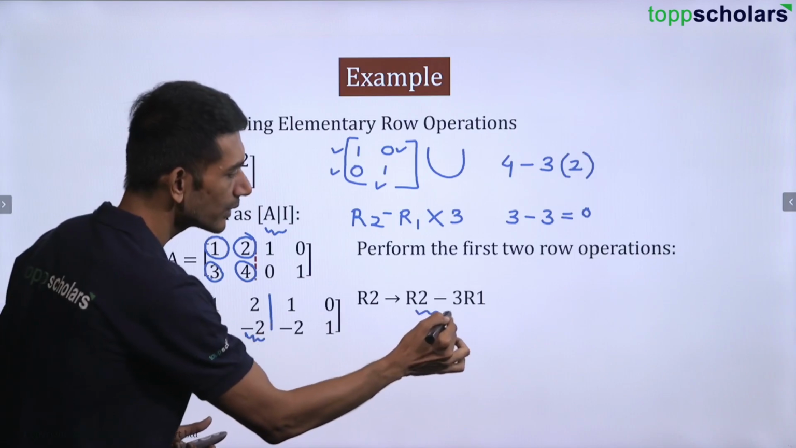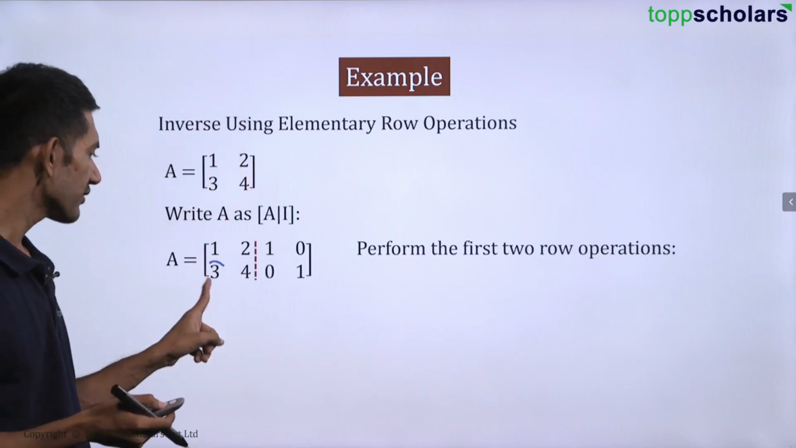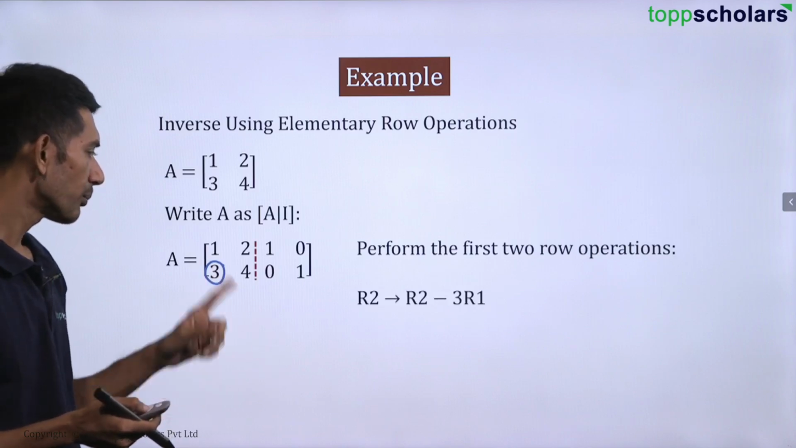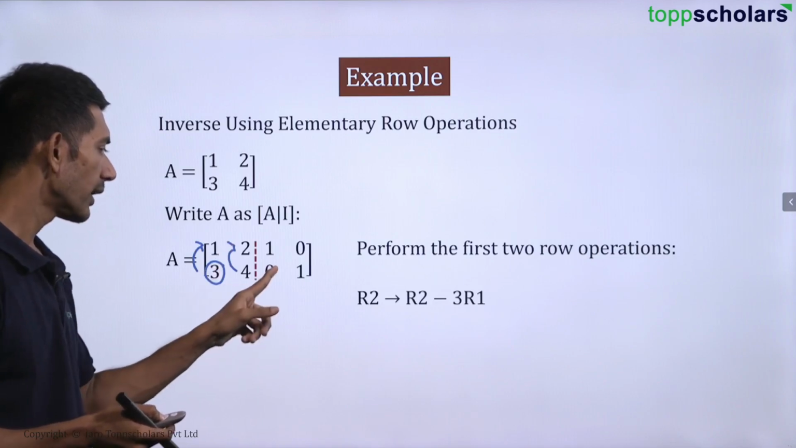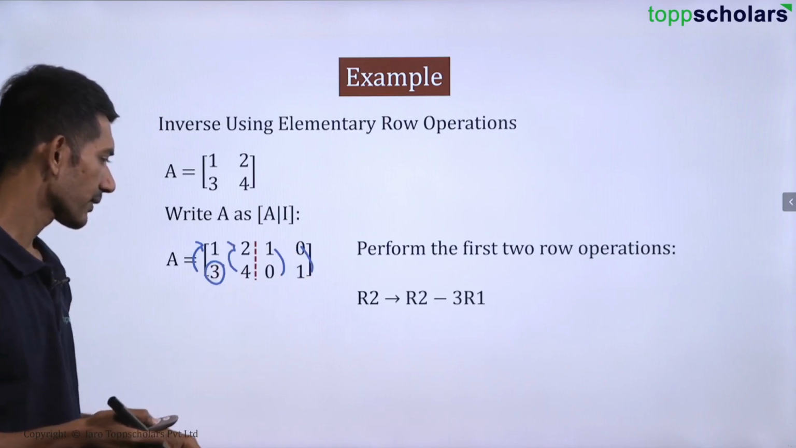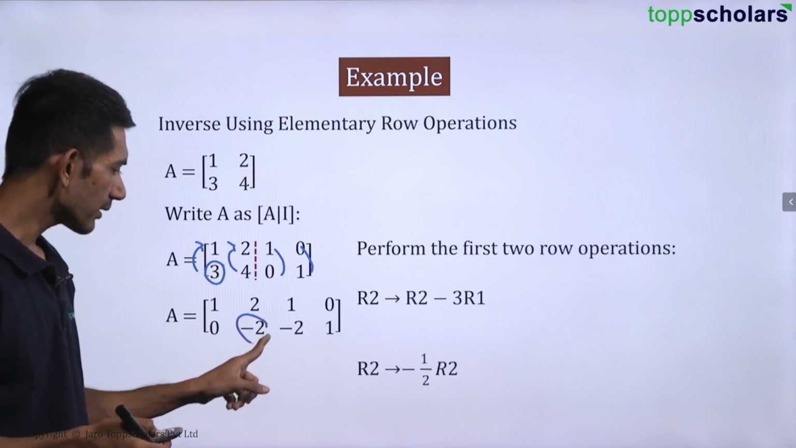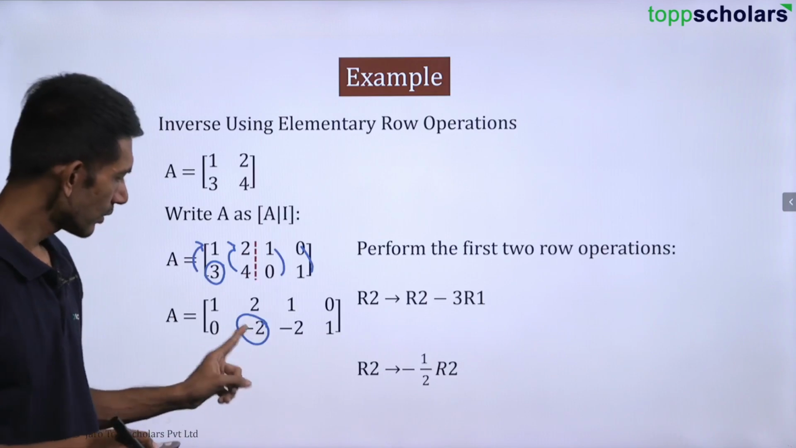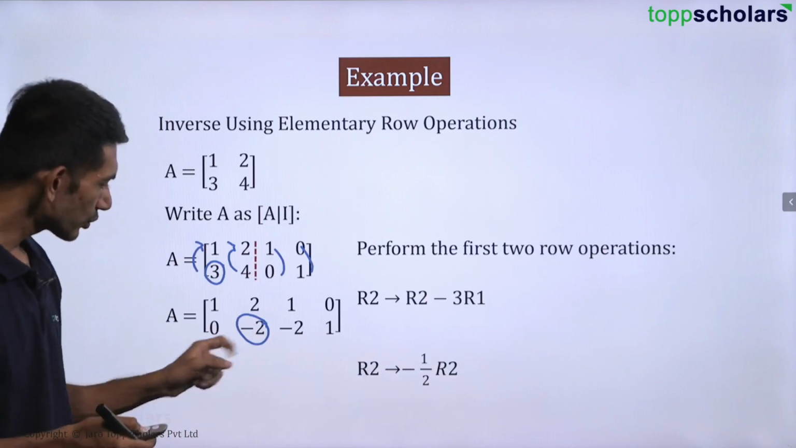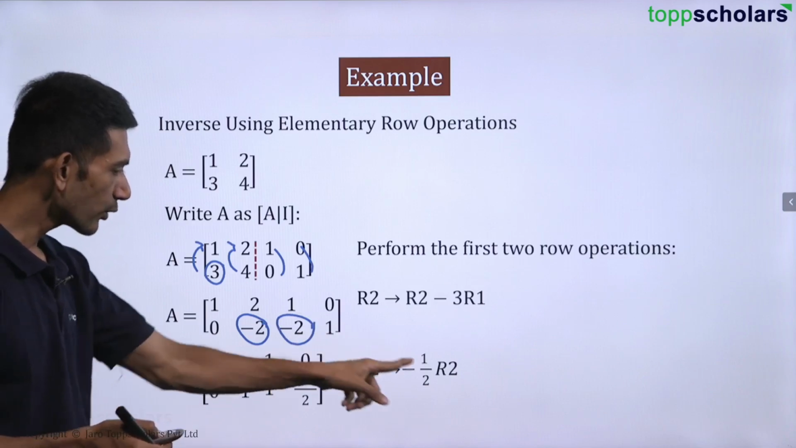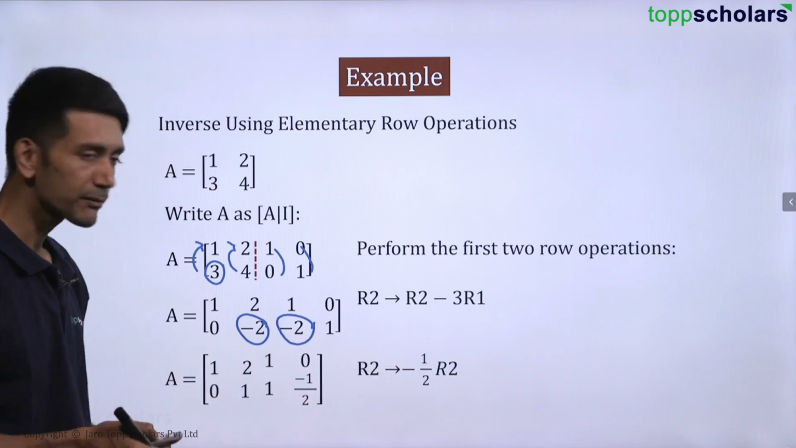R2 minus 3 R1. So now further what we are going to do is, we need to make this 0. So this becomes 0. Apply it here also and apply everywhere here. So further you are going to get this. Now to make this as 1, what are we going to do? We are going to multiply it by minus half. So this becomes 1. Here also we are going to multiply by minus half. This becomes 1. Here we are going to multiply by minus half. This becomes minus 1 by 2.